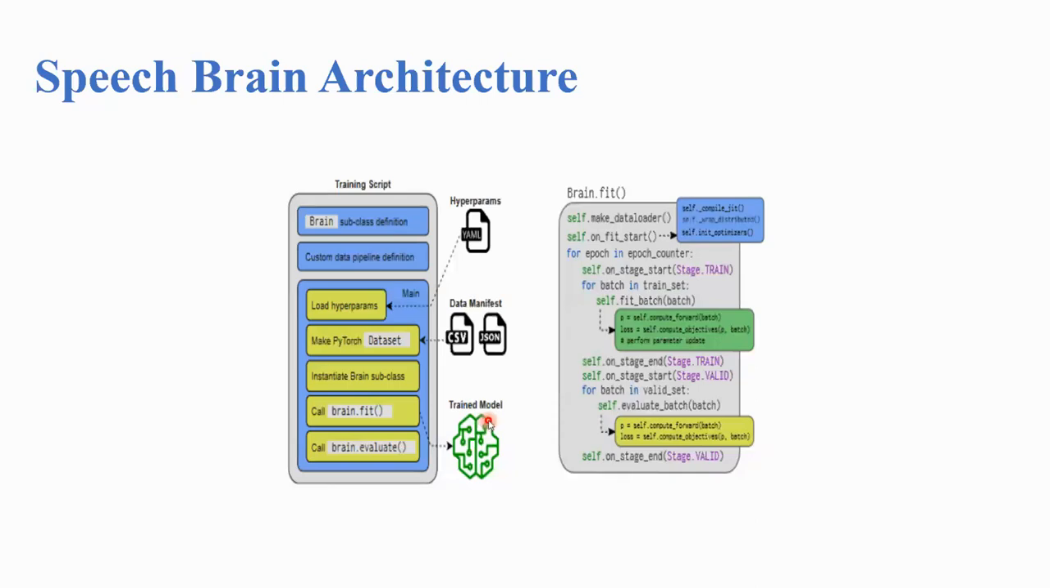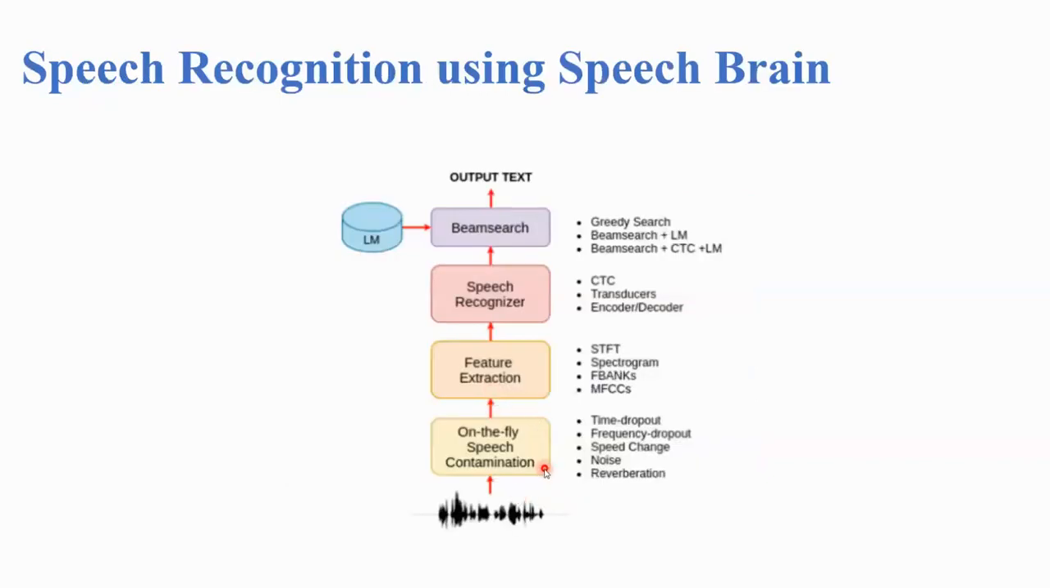Next, coming to this brain.fit, this is a model. This particular training script will be given to brain.fit, where all your data sets will be trained, and it will be created as a new model, which is the fine-tuned model. This particular image describes the model which is existing. This is not a fine-tuned model, this is the original model's representation.